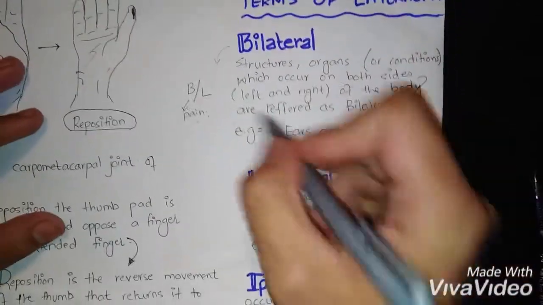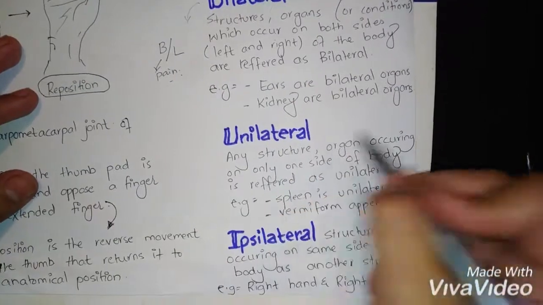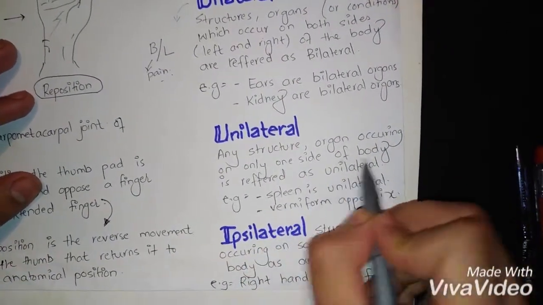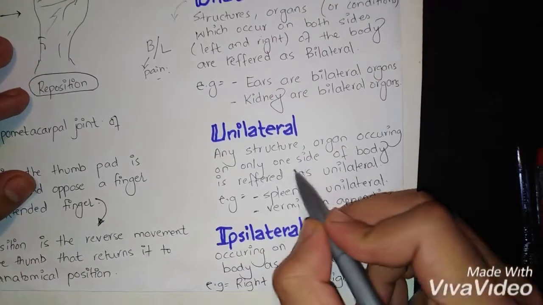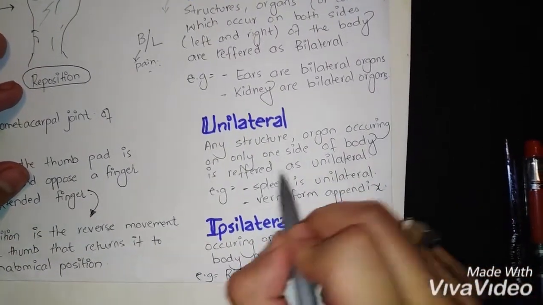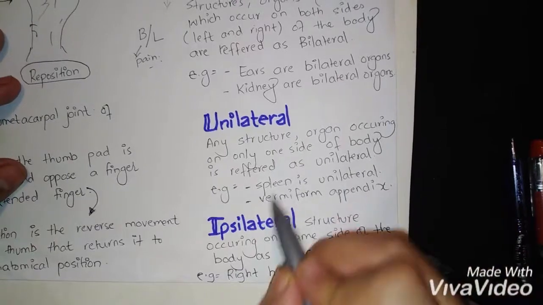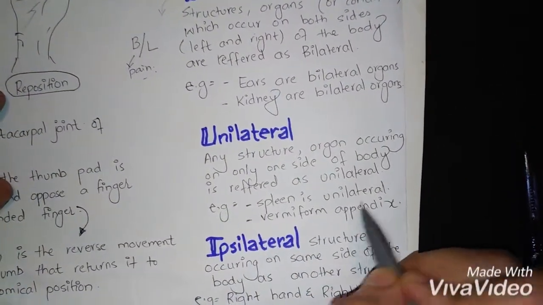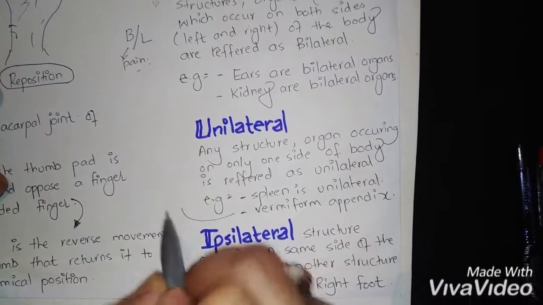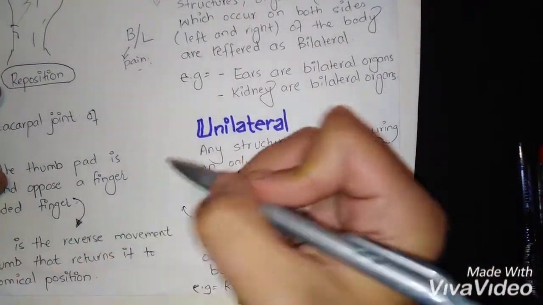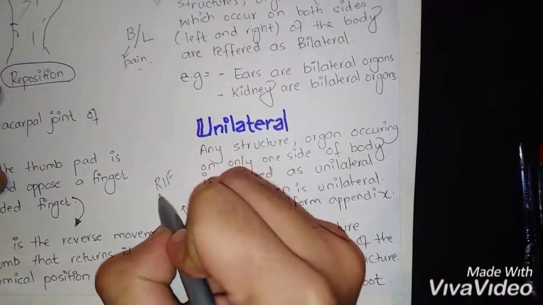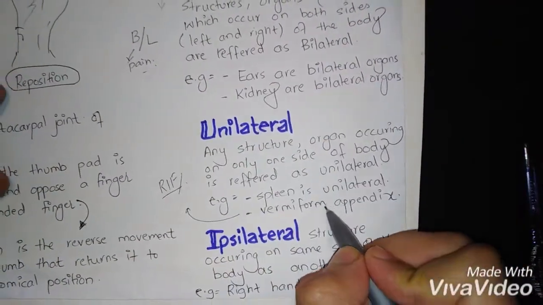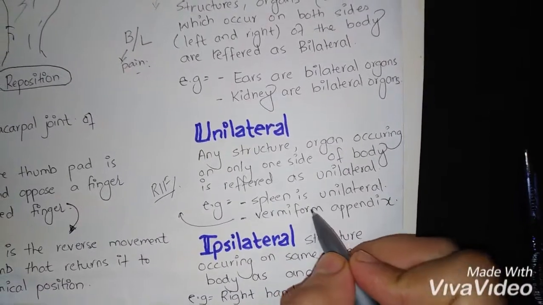And if we talk about unilateral, any structure or organ occurring on only one side of the body, or even a condition occurring on only one side of the body, is referred to as unilateral. For example, the spleen is unilateral. The vermiform appendix is also unilateral. In medical prescriptions, vermiform appendix pain is known as RIF pain, right iliac fossa pain. So we can say that the appendix is present only on one side of the body, which is known as unilateral.